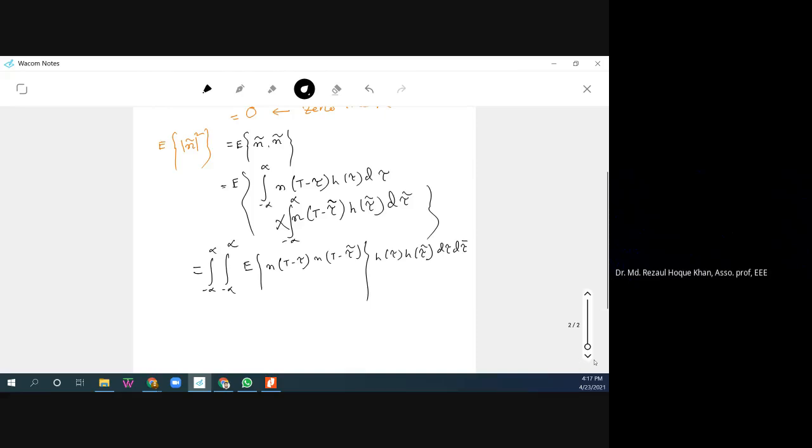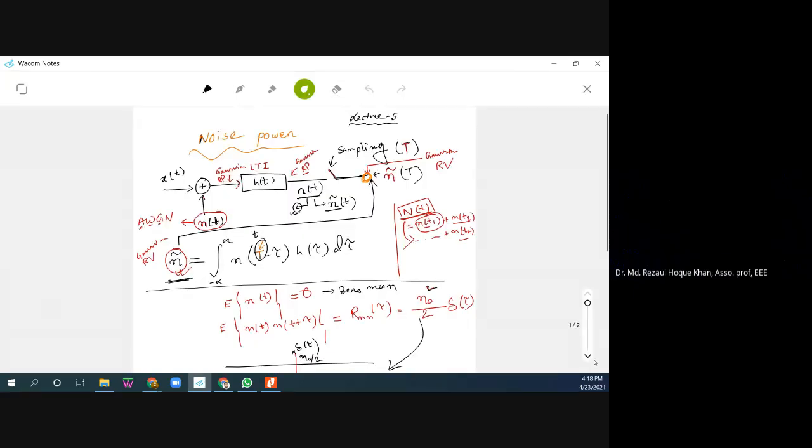Okay, we can see this expression is nothing but an autocorrelation. Remember the autocorrelation, the simplest form. What was the simplest form of autocorrelation we have seen? n(t) n(t plus or minus τ), whatever. This was the autocorrelation formula, right? So what is the autocorrelation of this value? It is η by 2 δ(t). We have seen it before.